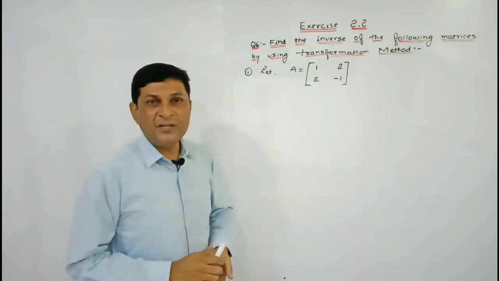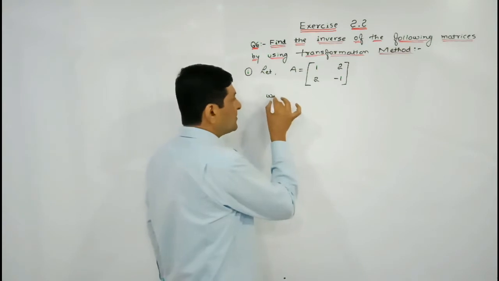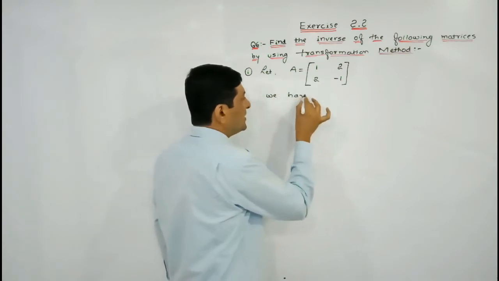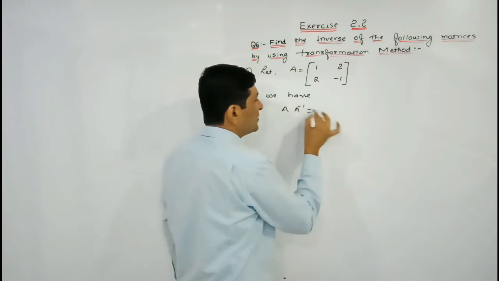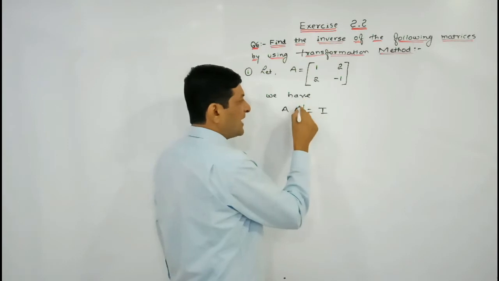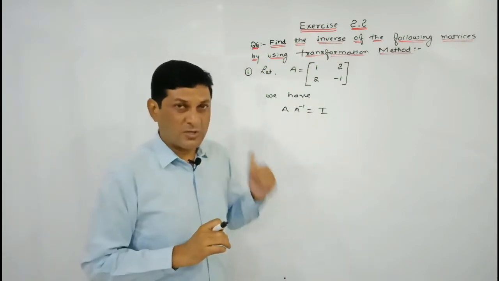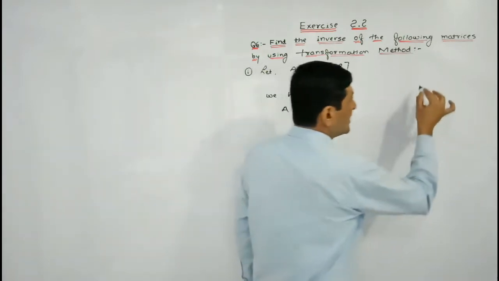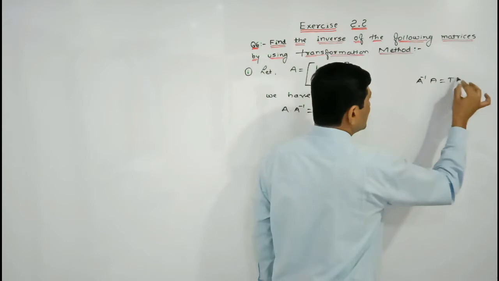Is it clear? Now we are finding inverse of this matrix by row transformation. In case of row transformation, we have to use the condition that A into A inverse will be equals to what? Identity matrix. A into A inverse is equals to what? Identity. Now this condition we are applying in case of row transformation, and in case of column transformation, which condition we are applying? A inverse into A is equals to I.